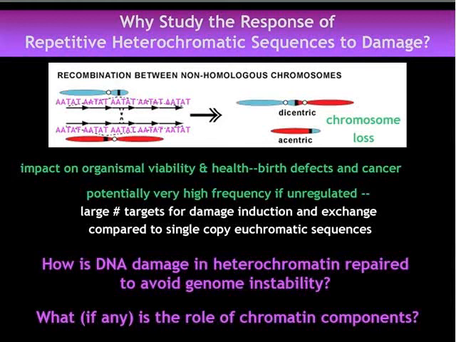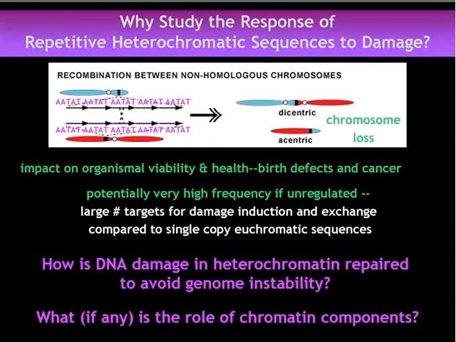And because so much of the genome contains these repeated DNAs, if this type of homologous recombination is not regulated, there could be a very high frequency of dicentric and acentric chromosomes. So we're trying to understand how DNA damage in heterochromatin is repaired in a way that avoids such genome instability, and what, if any, is the role of chromatin components.